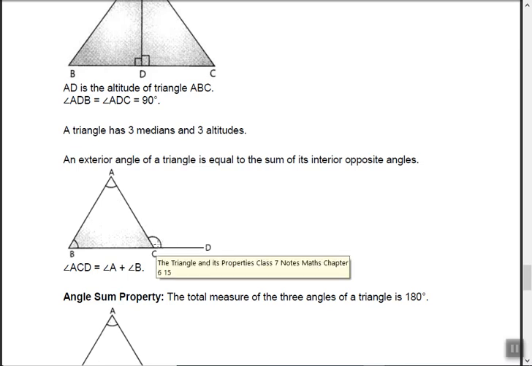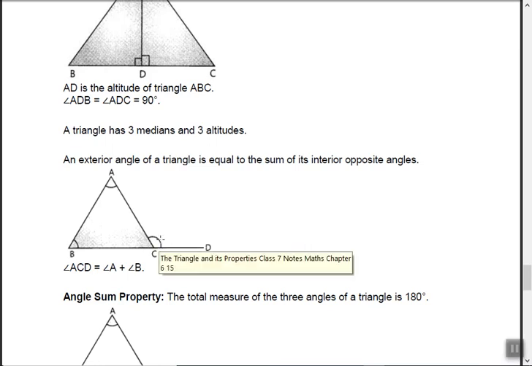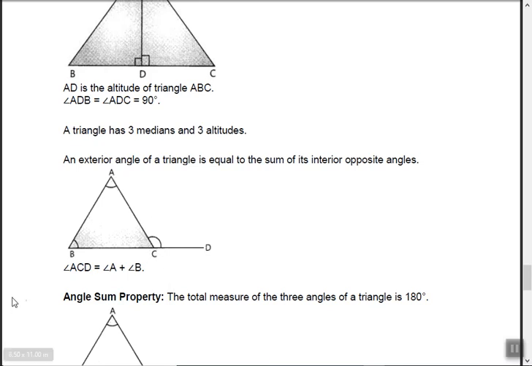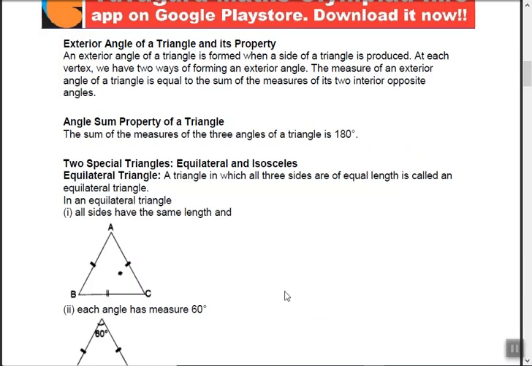Remember, exterior means outside, interior means inside. So this ACD is outside the triangle ABC. That's why it's called an exterior angle of the triangle ABC. Similarly, every triangle will have how many exterior angles? It will have 6, because here it can have 2 over here, 2 over here, and 2 over here. So at every vertex we have 2 ways of forming an exterior angle.